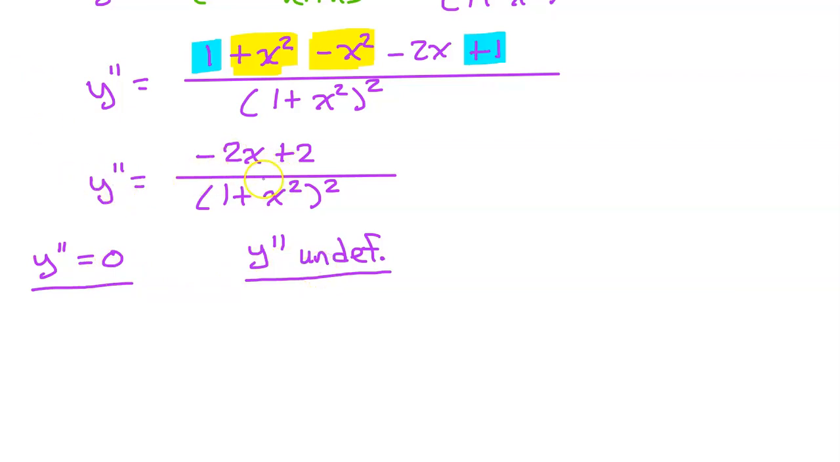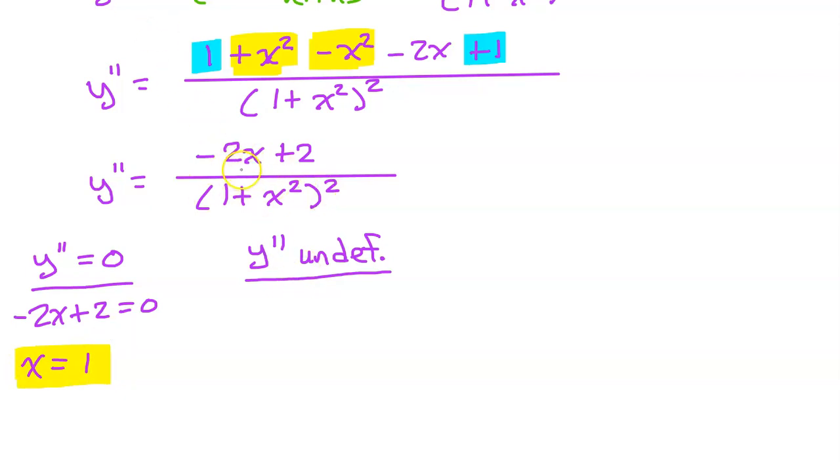This fraction will only equal 0 when the numerator is equal to 0. So that means negative 2x plus 2 is equal to 0. Subtracting 2 and dividing by negative 2 gives me x equals 1. So this is one possible location of a point of inflection.